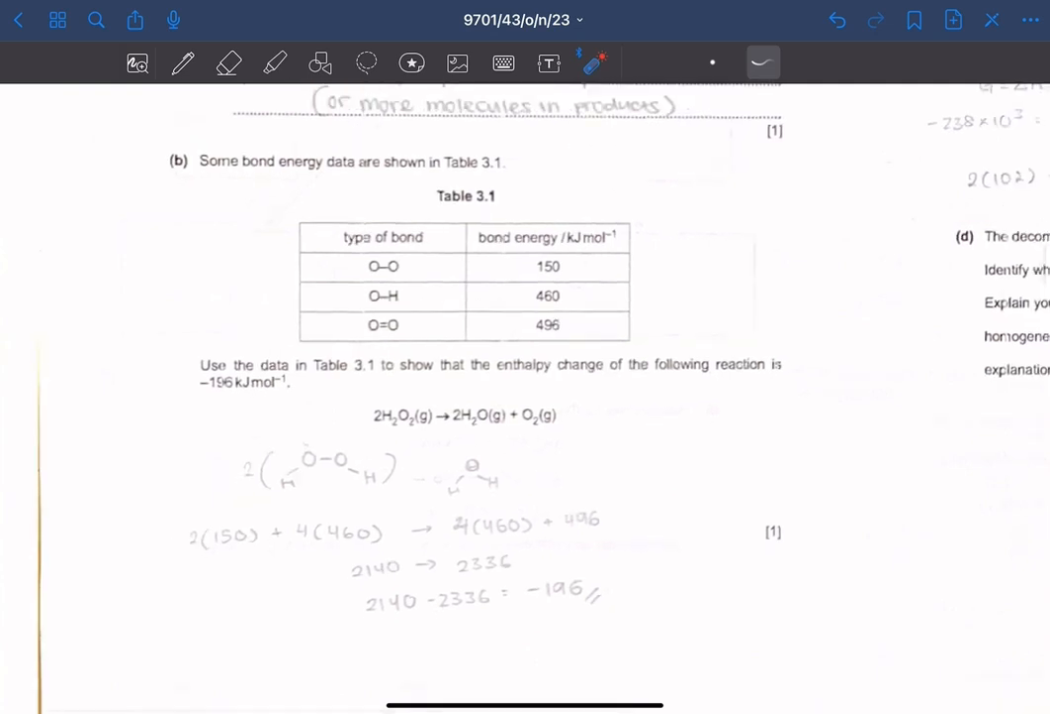Rather than immediately doing reactants minus products, it can actually lead to a higher chance of carelessness. So I would prefer to put this yield sign first, then reactant minus products at the final calculation.